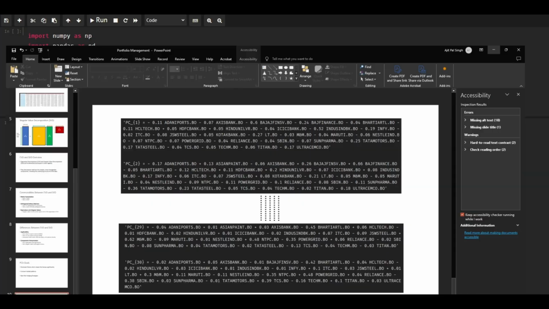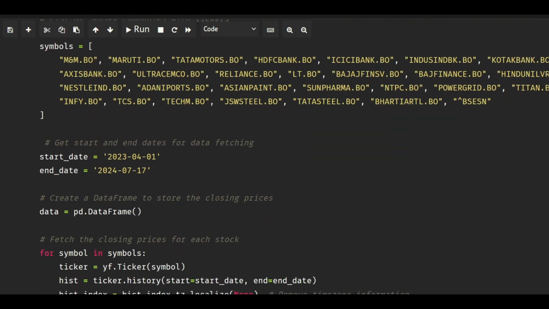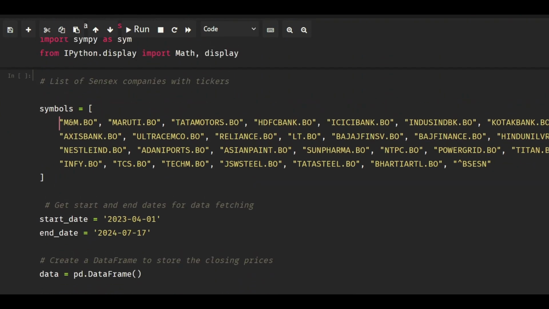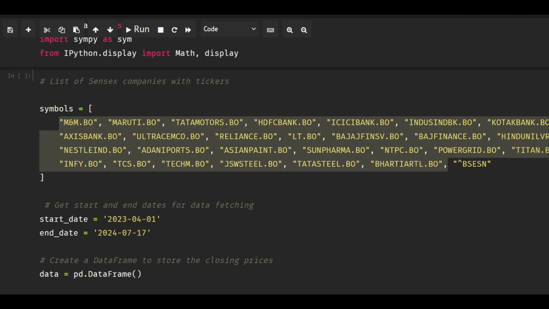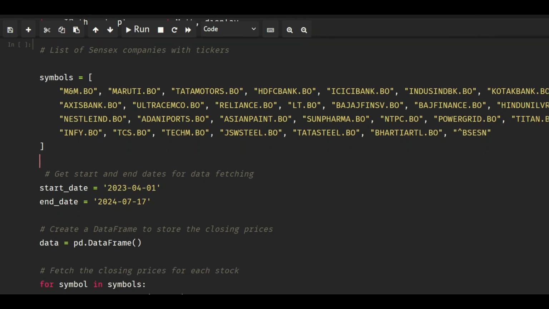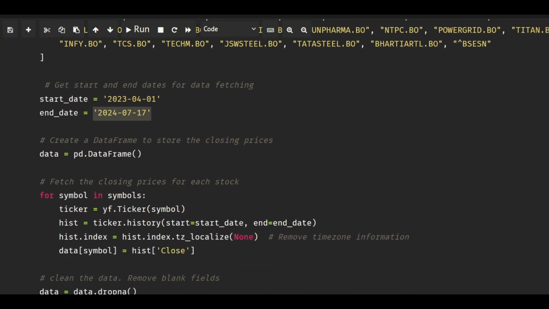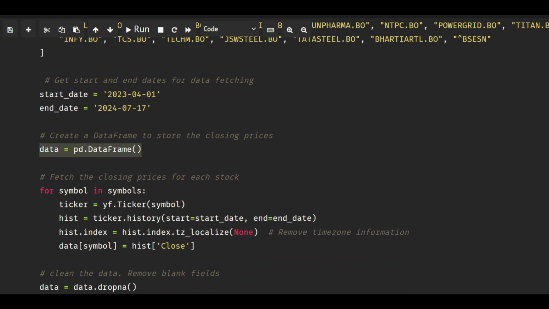So let's get started. I have loaded some Python libraries here. And here I have picked up all the ticker symbols, 30 of them till here. And lastly, there's a Bombay Stock Exchange Sensex symbol. And I'm going to run through all these symbols to download the data. My start date is 1st April 2023. My end date is 17th July 2024. And I have initialized an empty data frame to save all this data.